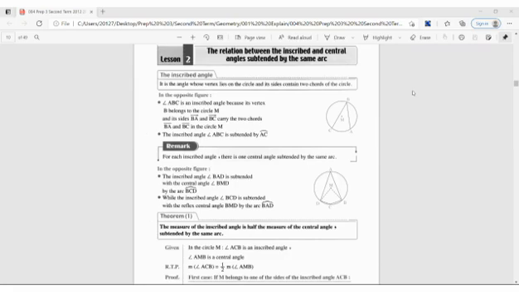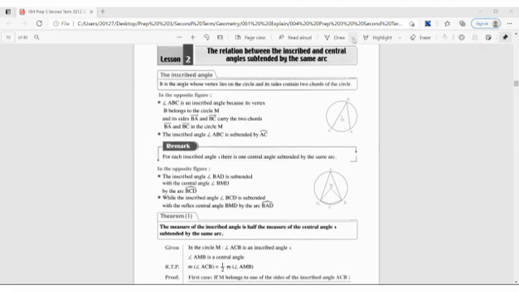Let's start our lesson today, which is the relation between the inscribed and central angle subtended by the same arc. Okay, first of all, we have to know what is the inscribed angle and what is the central angle.